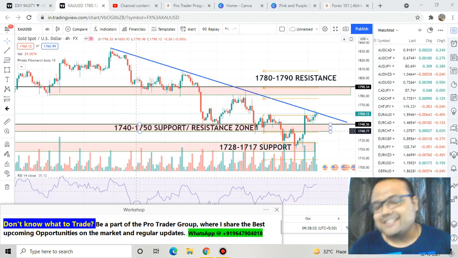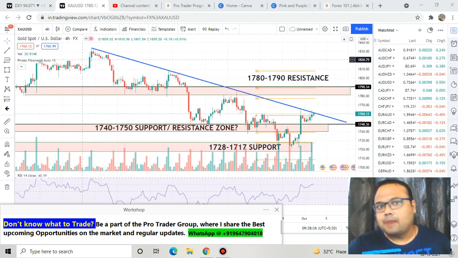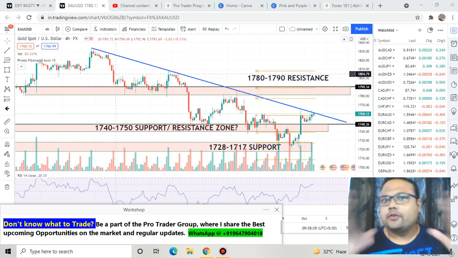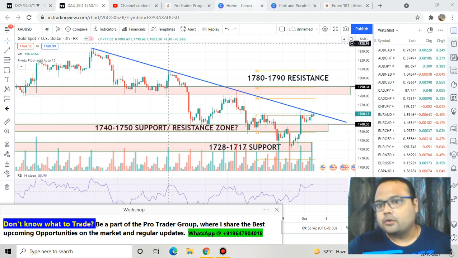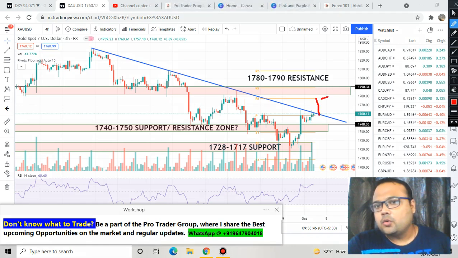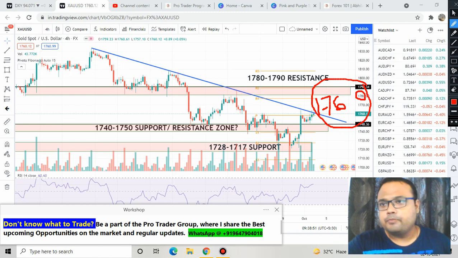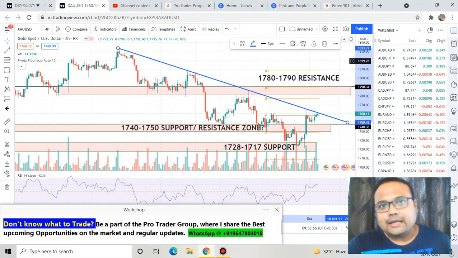So first of all, if you look at the trend of the market here, we can easily see that the trend is still towards the downside. There should not be any doubt about it. During the last trading session, the market closed at 1760. This was the last traded price of gold. And as you can see, I have drawn a trend line here.